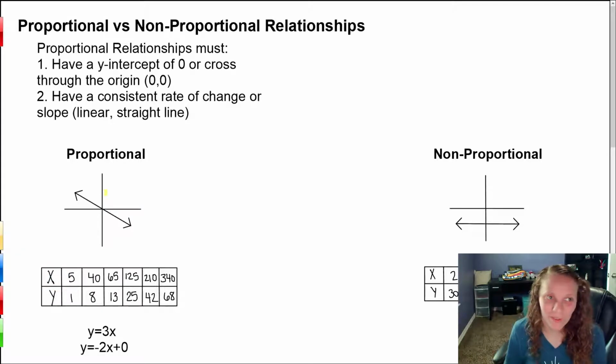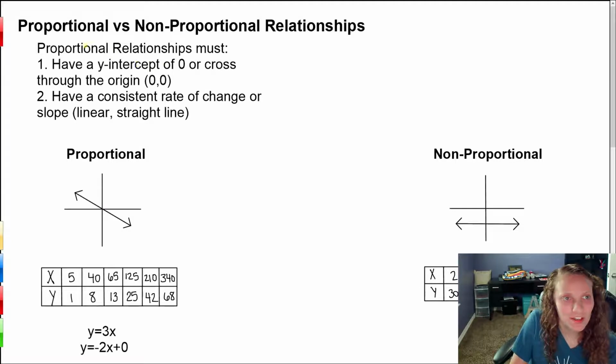Hey guys, today we're going to be looking at proportional and non-proportional relationships. Remember, for a proportional relationship, it must have a y-intercept of 0 or cross through the origin of 0, 0, and it must have a consistent rate of change or slope, which would mean linear or straight line.